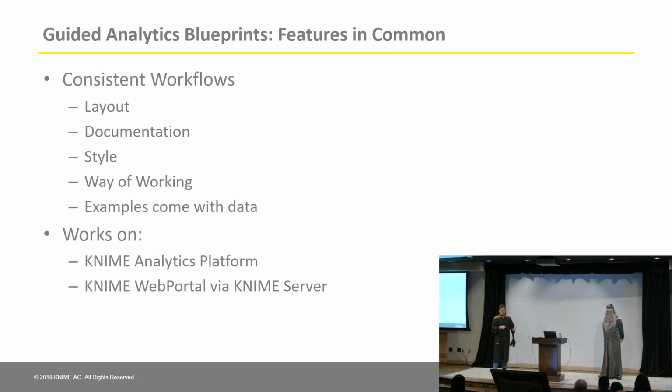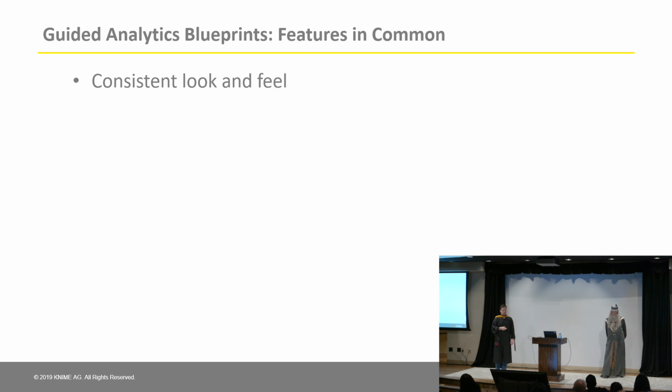For one, you probably noticed the layout is similar. Some of what you'll see in the web portal, you have inline documentation. I'll show you how we came up with that in a minute. The style, the way they work, all have a similar feel. And as you've probably noticed, if you've played around on the hub or on the example server, all of our examples come with data, so you're able to execute them right away. It's notable that these blueprints work on KNIME Analytics Platform, so you can just download and run them on your laptop, and you can see the visualizations and everything, but where they really shine is on the web portal, so you can run them in either place.